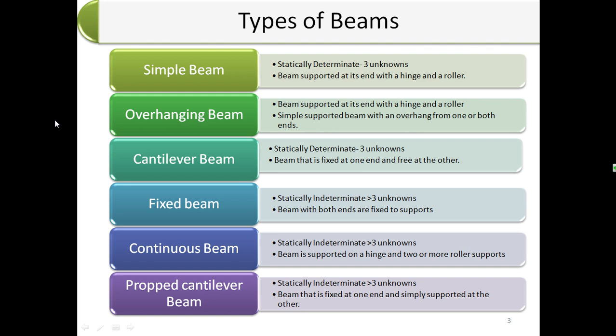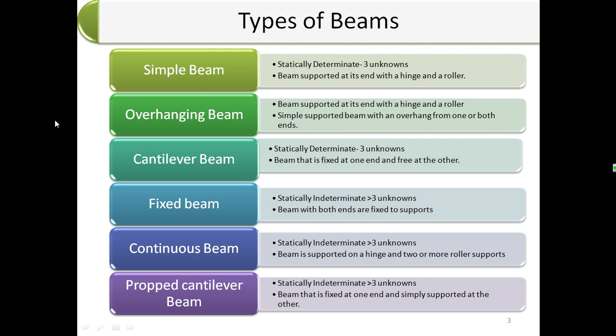And next is the continuous beam. In the continuous beam also, the beam is supported on a hinge and two or more roller supports. So the same beam, there will not be only two supports, there will be more than two supports. One support may be hinge, the other support may be roller, and the third support may be hinge or roller. So if the beam has got more than two supports, it is known as a continuous beam.